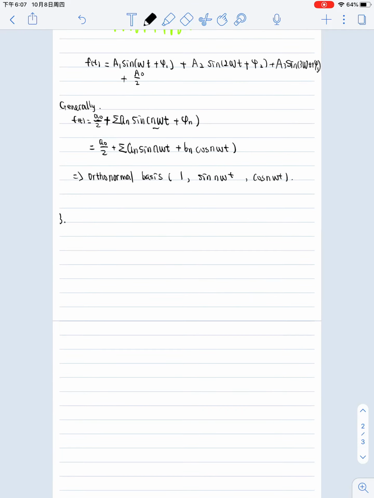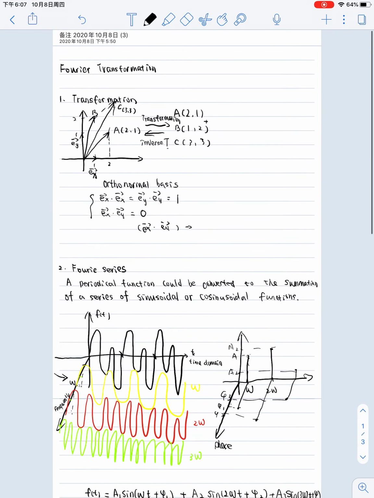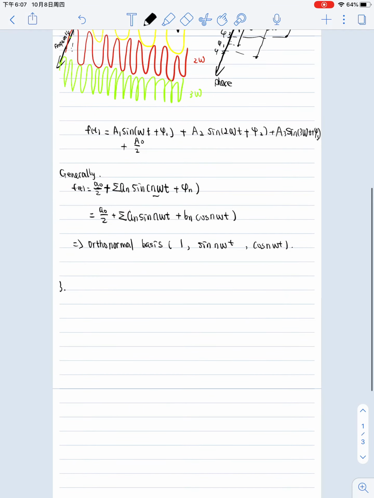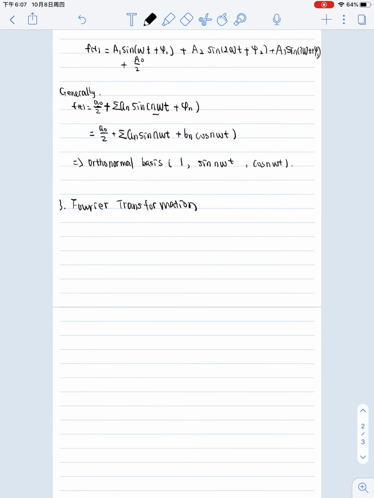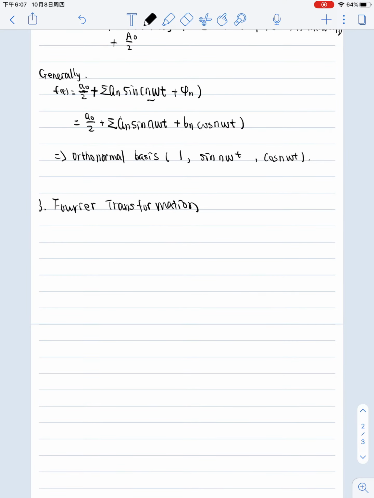And then I will tell you about the transformation and the Fourier series, and then what the Fourier transformation is. What is the Fourier transformation?